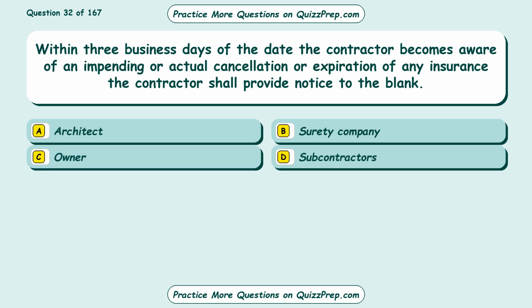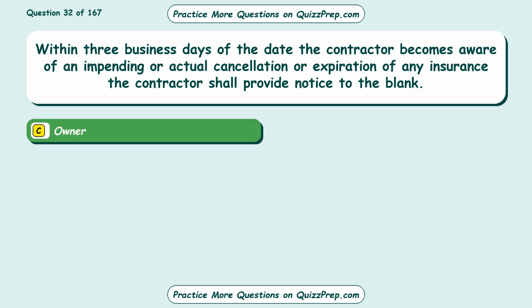Question 32. Within 3 business days of the date the contractor becomes aware of an impending or actual cancellation or expiration of any insurance, the contractor shall provide notice to the blank. Option A, architect. Option B, surety company. Option C, owner. Option D, subcontractors. The correct answer is option C, owner.